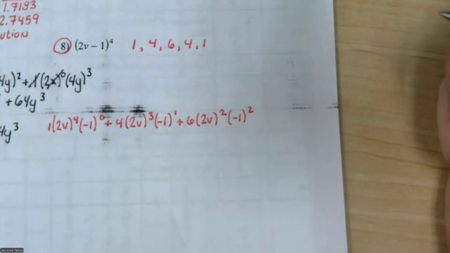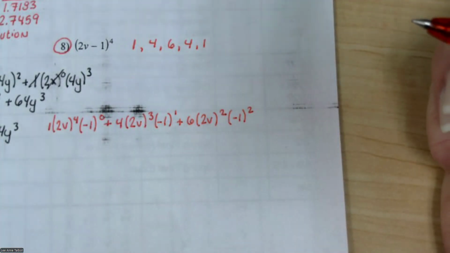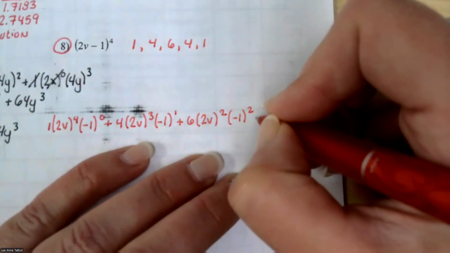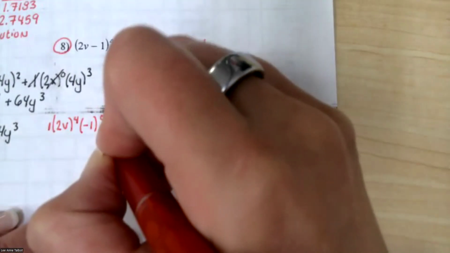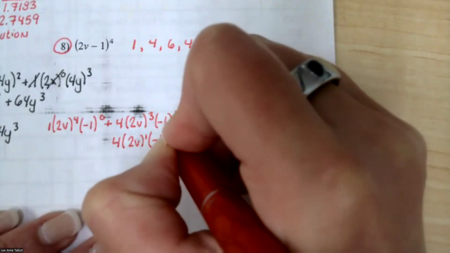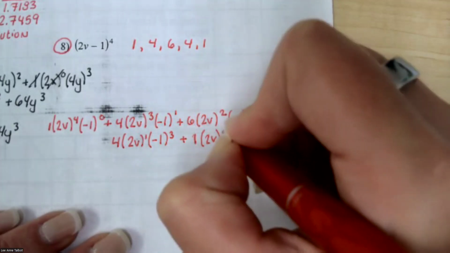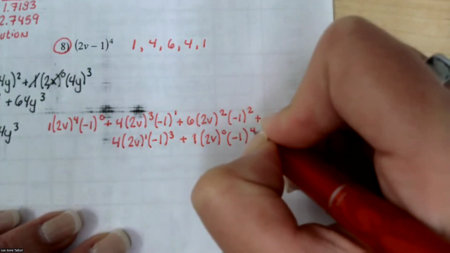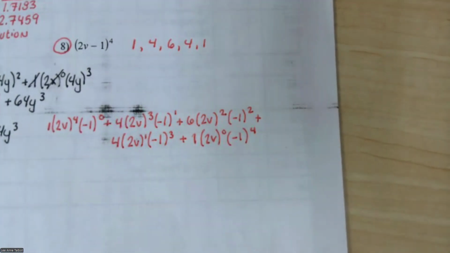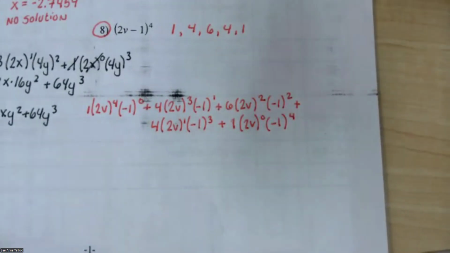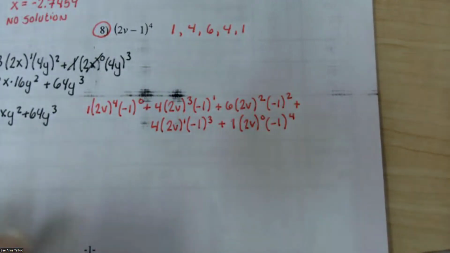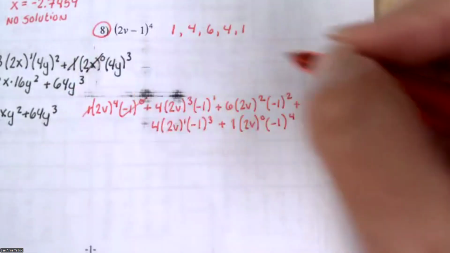I started this down further so I wouldn't do it on 2 lines, but that was futile. Plus 4 2v to the 1 negative 1 cubed plus 1 2v to the 0 negative 1 to the 4th. Thank goodness for different color pens. Okay, cancel.